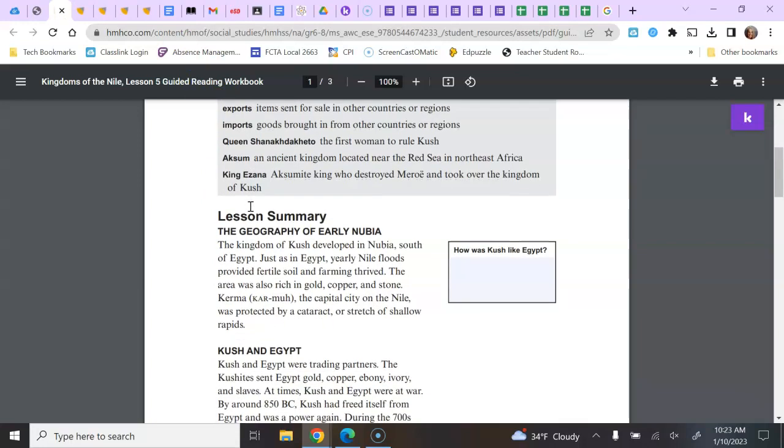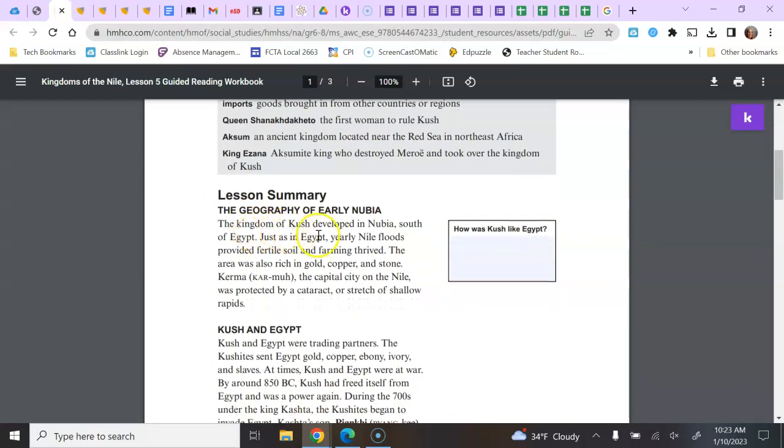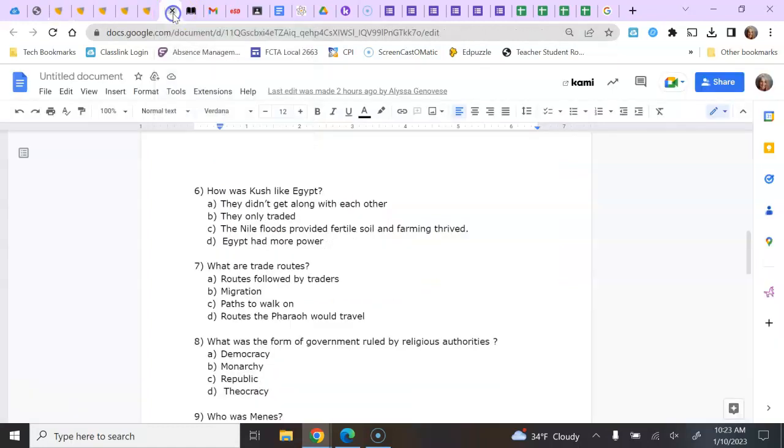So when we look down, it says the kingdom of Cush developed in Nubia south of Egypt, just as in Egypt. And here was that question: how was Cush like Egypt? Yearly Nile floods provided fertile soil and farming thrived. The area was also rich in copper, gold, and stone. So again, for question number 6, how was Cush like Egypt?